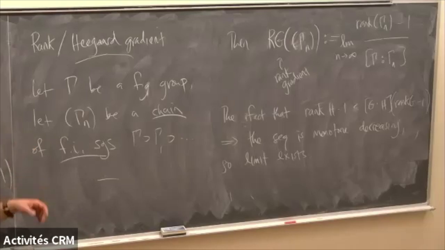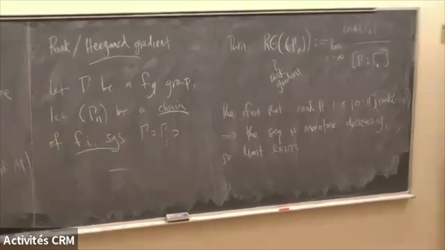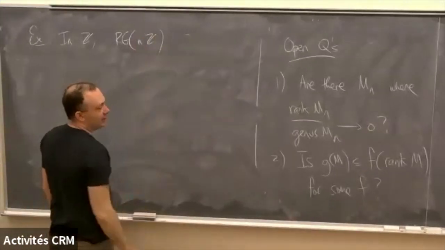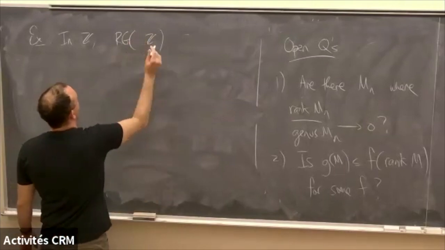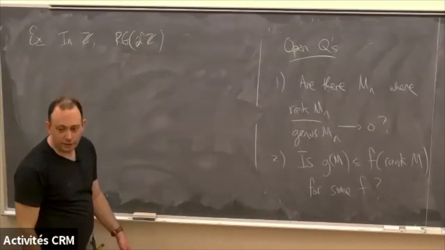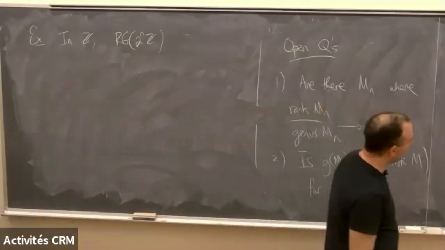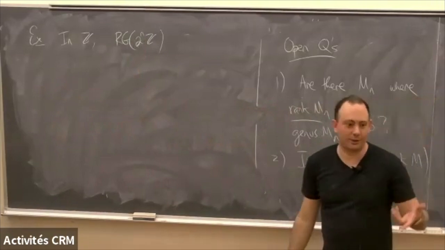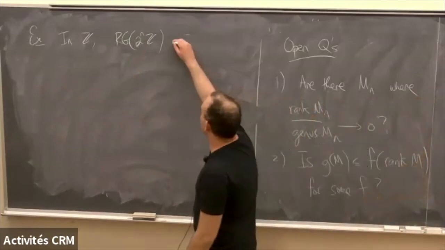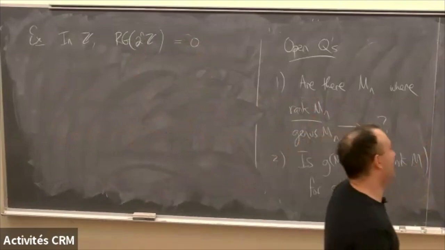And so you can do a lot of examples here. What are some very quick examples? You could look in Z, and then ask what's the rank gradient of the subgroups nZ? I guess this is not a chain, right? So we pass to nZ, and now it's a chain. Okay, so what's the rank gradient? Well, these are all cyclic, so the rank is always 1, and you're dividing by bigger and bigger indices, and so you get 0.